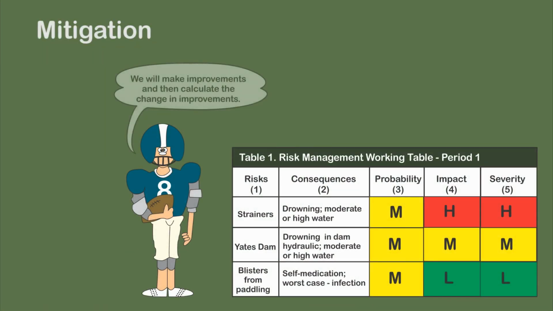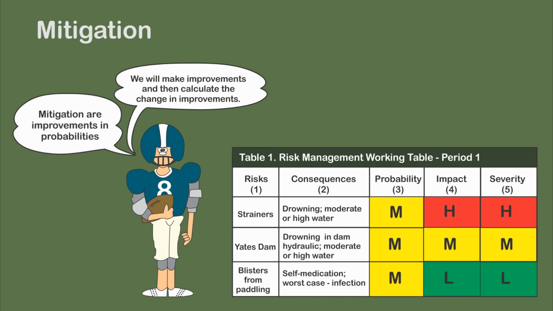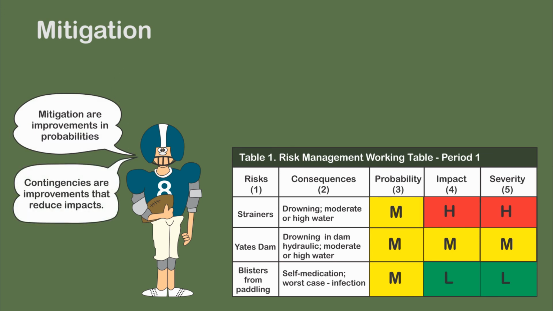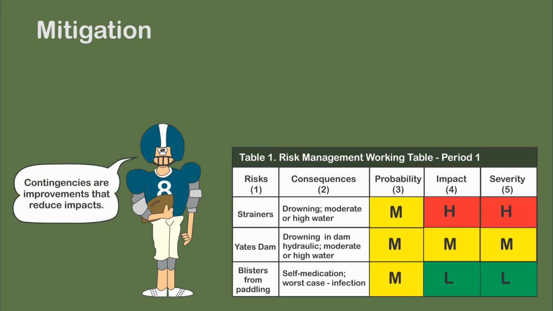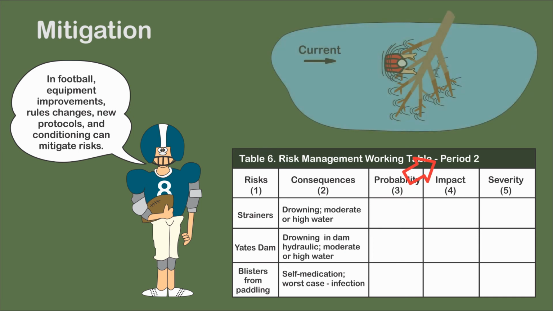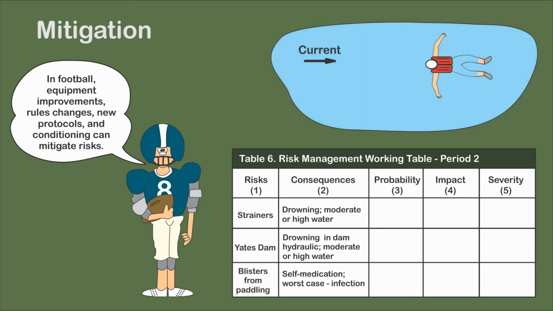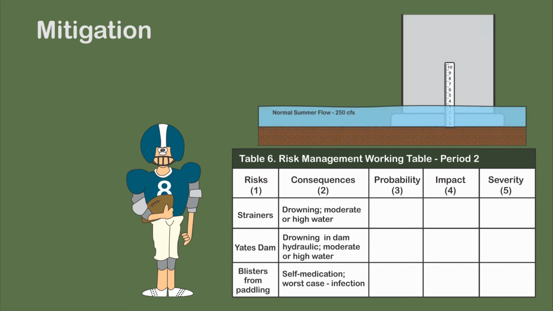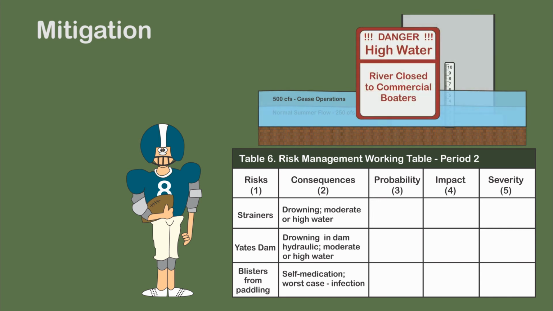Improvements can be made and the change in risk management can be calculated. Mitigation are improvements in probabilities. Contingencies are improvements that reduce impacts. Table 6 is identical to Table 1 except it is for Period 2. Dangerous strainers were removed. A gauge was installed, and with the help of the local canoe club, the high water cutoff point for commercial operations was determined.